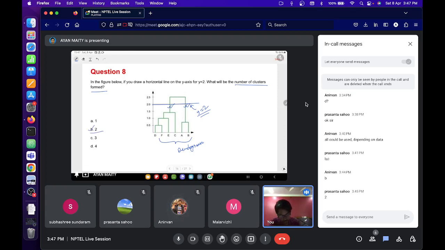This dendrogram is showing that A and B are getting merged to form a bigger cluster, then D and F are merged to form this, and this is merged with E to form a bigger cluster, and then C is merged with this one to form a bigger one. That way two clusters are formed at the y equals 2 straight line. So that's why option B, 2 is the correct answer. B is the correct answer.